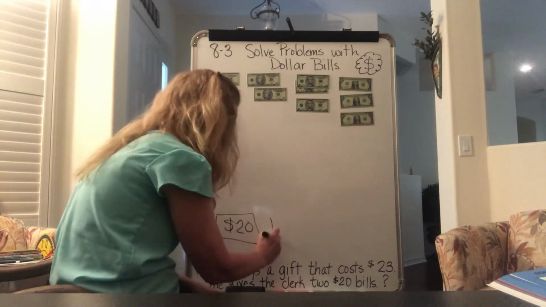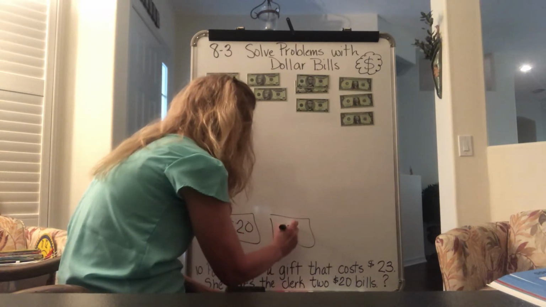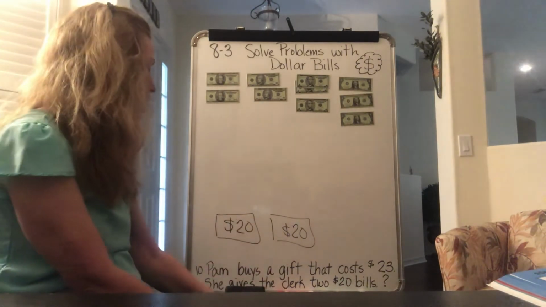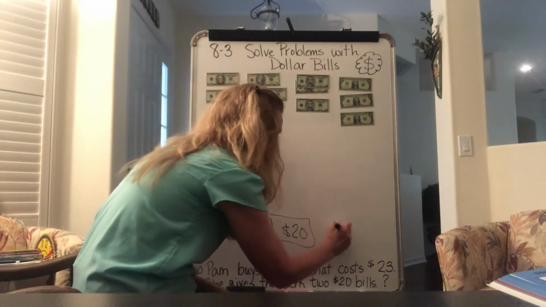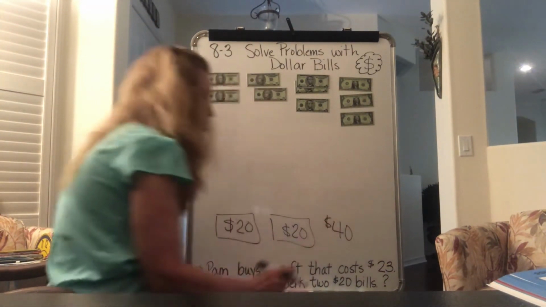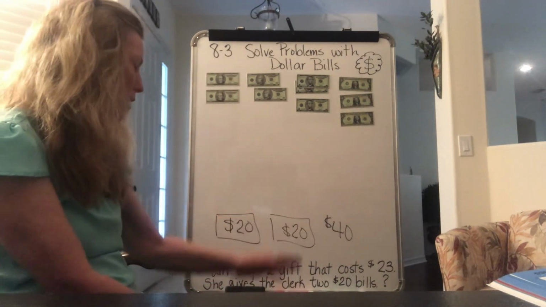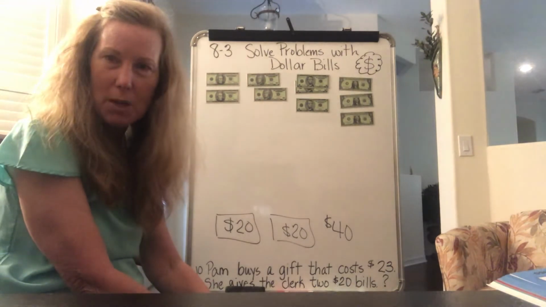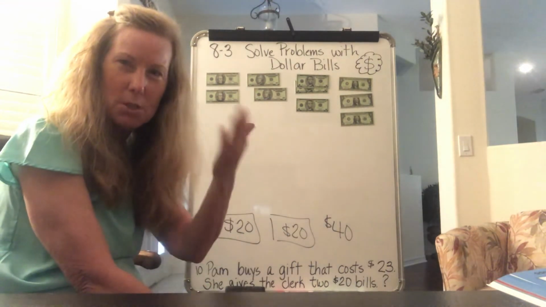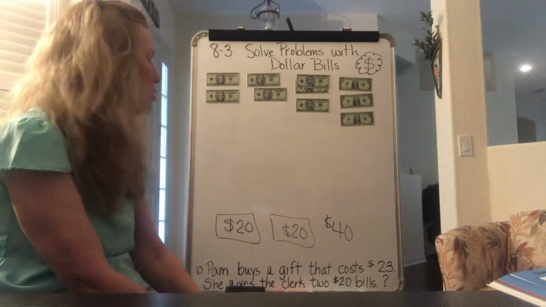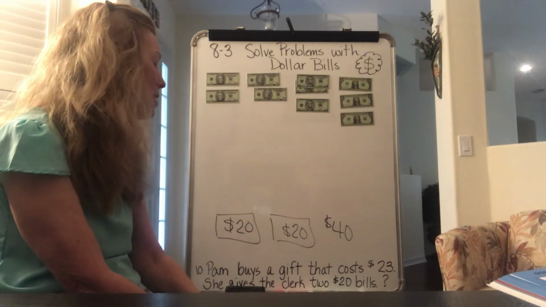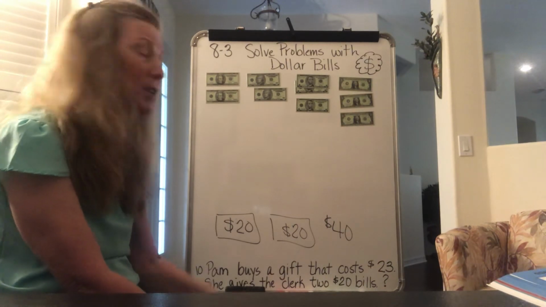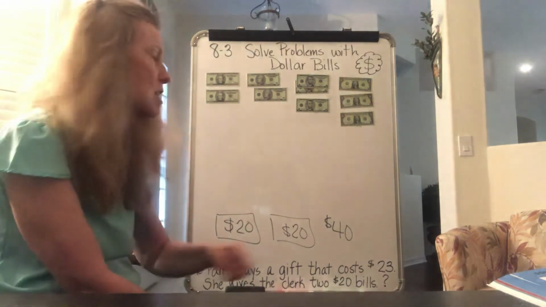You know me, I like to see things. I know some of you like to do everything in your mind. All right, 2 20s. I know what that equals. That equals $40. Well, she's giving the clerk $40, but she's only buying a gift that costs $23, so she's gonna get some bills back. So I wanna know what that is. So, wow, okay, I'm just gonna tell you what I would do.